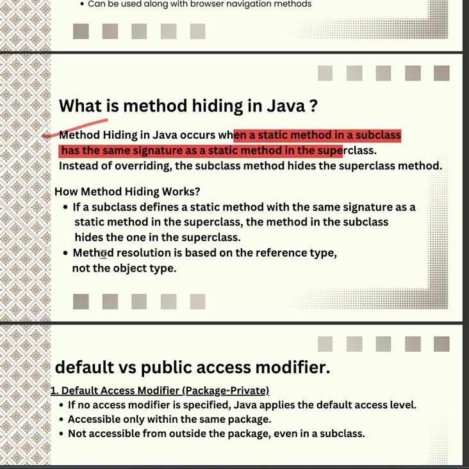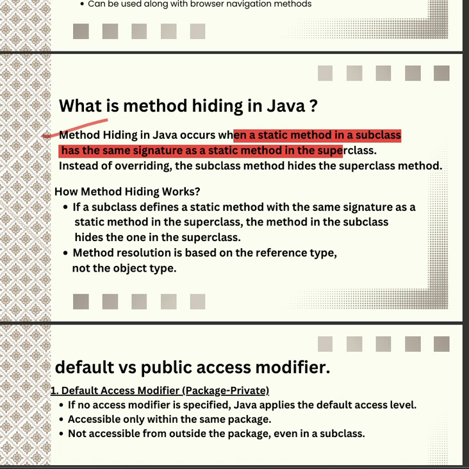How does method hiding work? If a subclass defines a static method with the same signature as the static method in the superclass, the method in the subclass hides the one in the superclass. Method resolution is based on the reference type and not the object type. So the main concept about method hiding is that it works only with static methods. It hides the parent class method instead of overriding it. Method resolution happens at compile time, not runtime, and it is called using the reference type, not the object type.